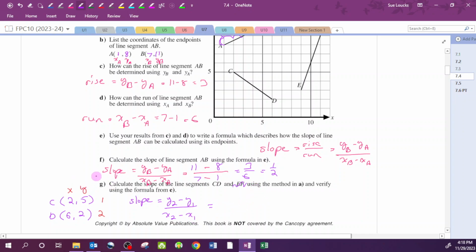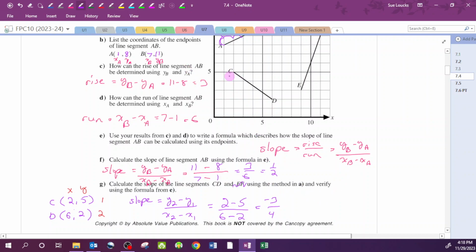My y2 is where my y and my 2 coincide. So that's going to be 2 minus my other y, which is 5. And then x2 is 6, where the x and the 2 intersect. So that's 6 minus x1, which is 2. So that's -3 over 4. My slope is -3 over 4.